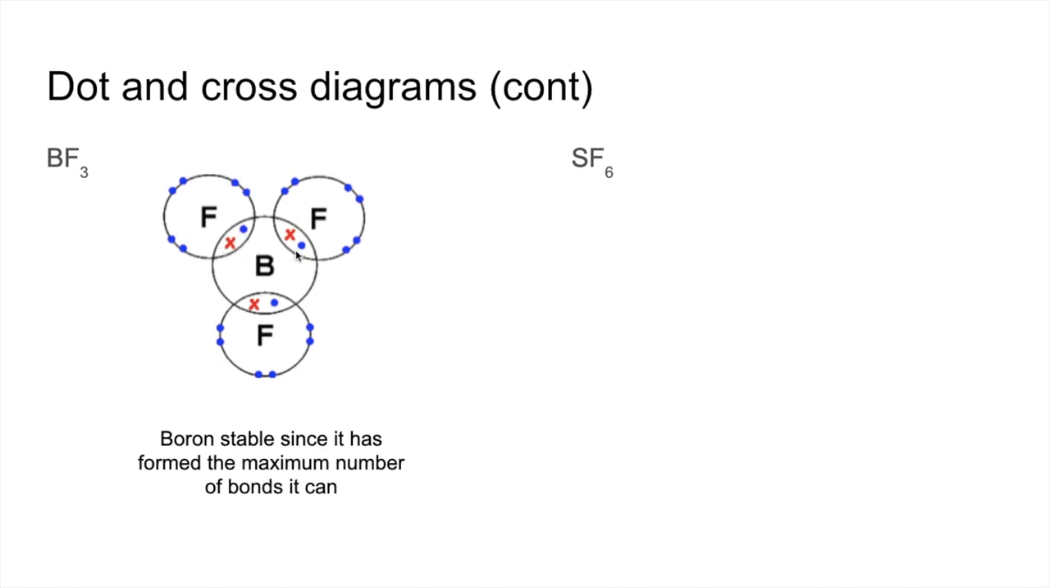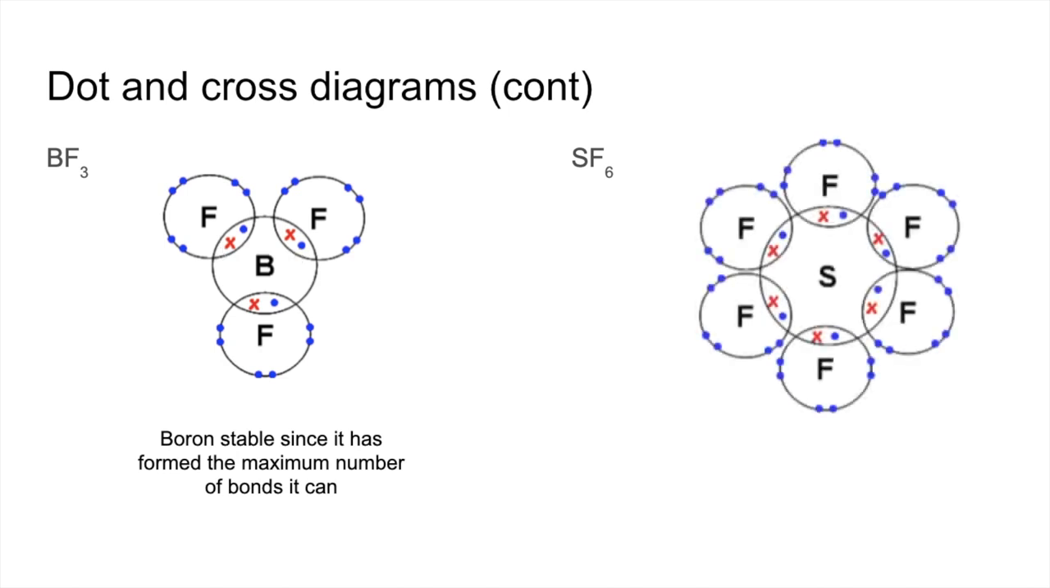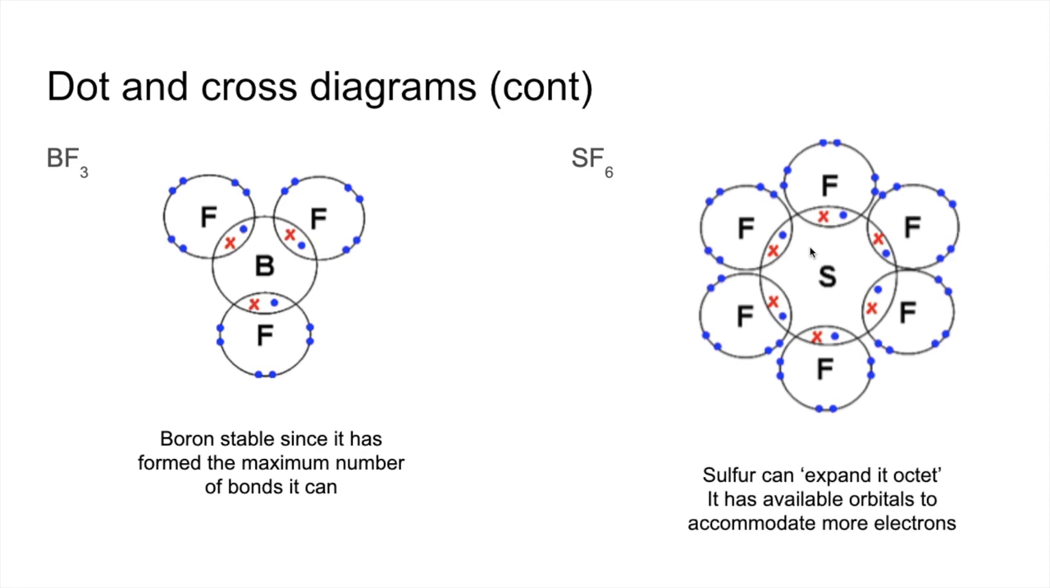SF6, or sulfur hexafluoride, the unusual thing about this now is we've got more than 8 electrons in this valence shell. We've actually got 12. So why is that possible? Sulfur can, it's called, expand its octet, so it can go beyond 8. And that's because it has available orbitals to accommodate more electrons.